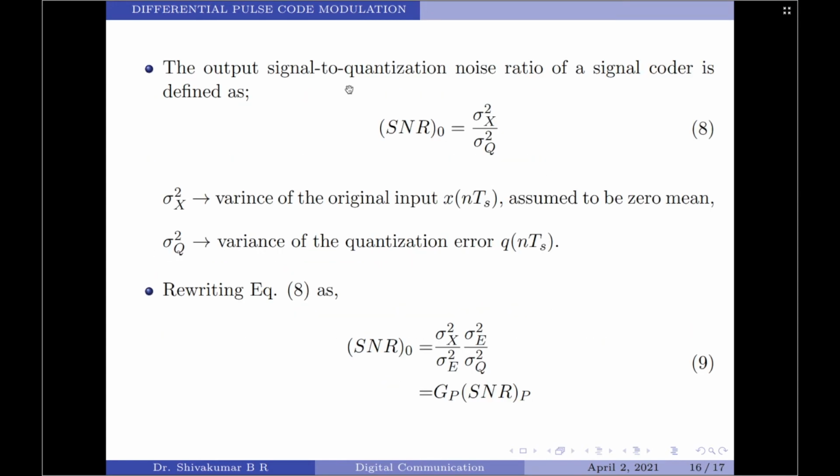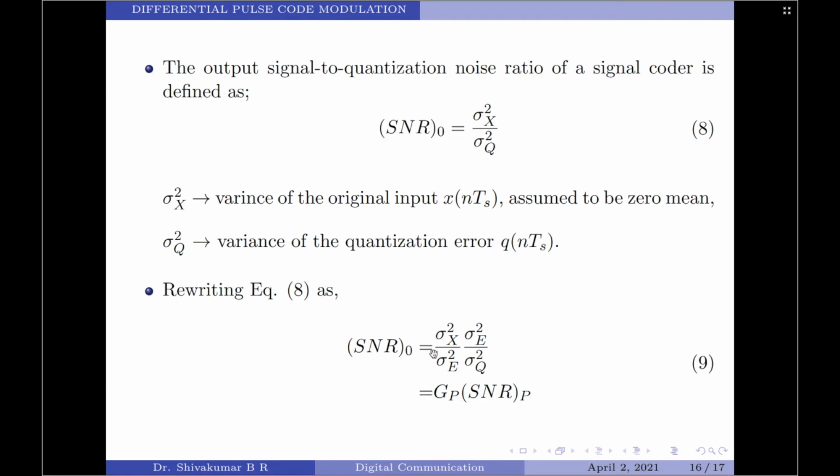Let us now move on and write an equation for the output signal to noise ratio for the DPCM system. We know that the SNR output can be represented as sigma x square divided by sigma q square, where sigma x square is the variance of the original input signal x of nTs, which is assumed to have a mean value equal to 0, whereas sigma q square is the variance of the quantization error, which is represented by q of nTs. Rewriting equation 8 by introducing a new term sigma e square, I can write it as sigma x square divided by sigma e square multiplied by sigma e square divided by sigma q square.